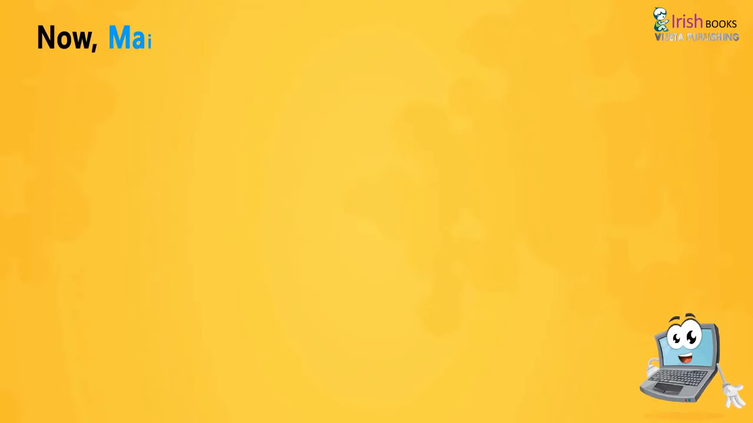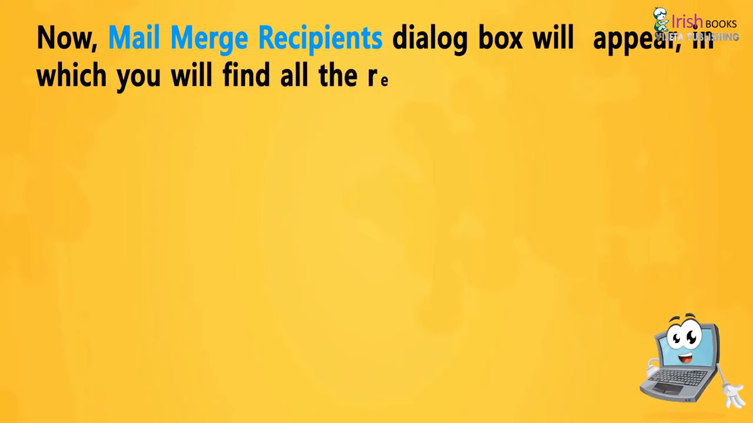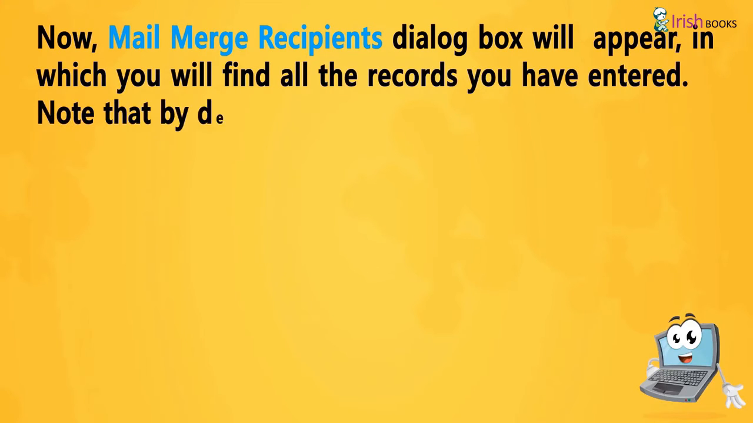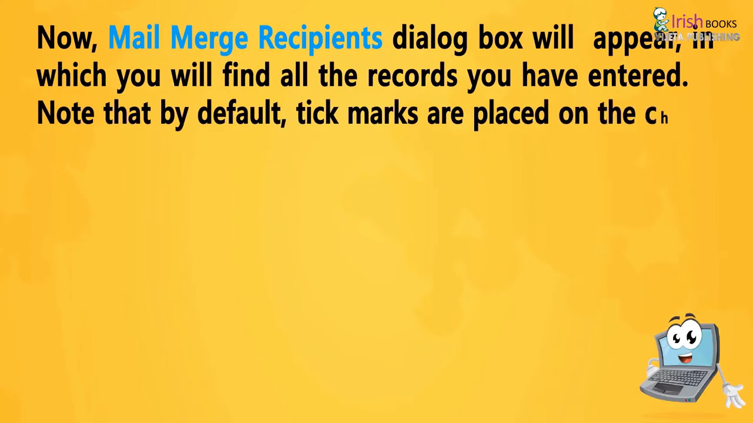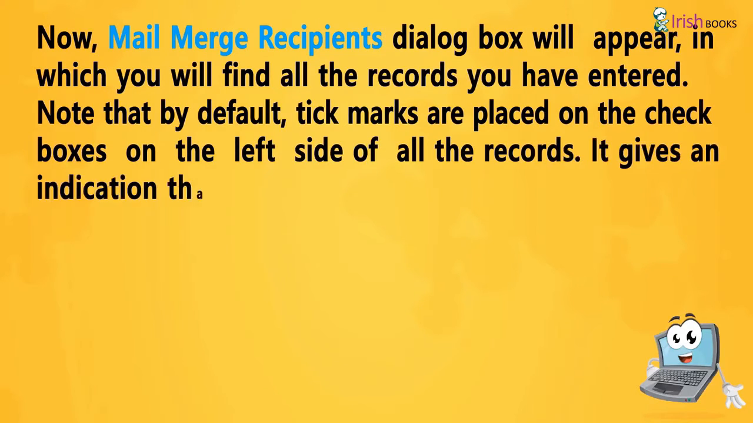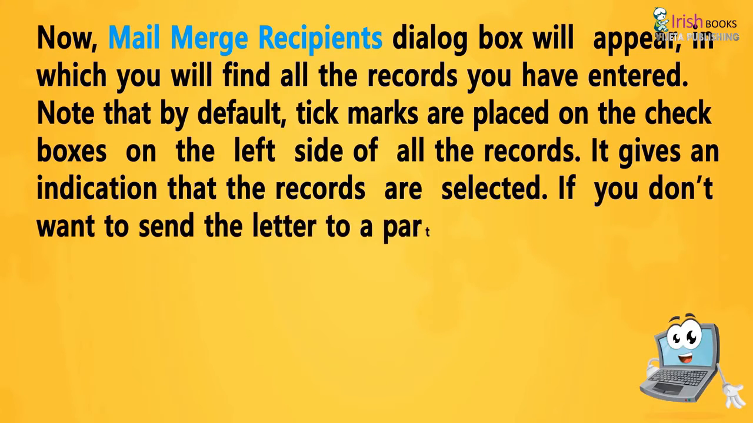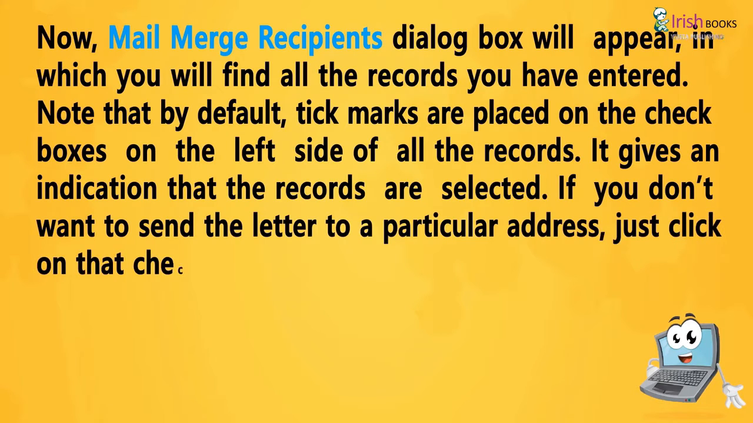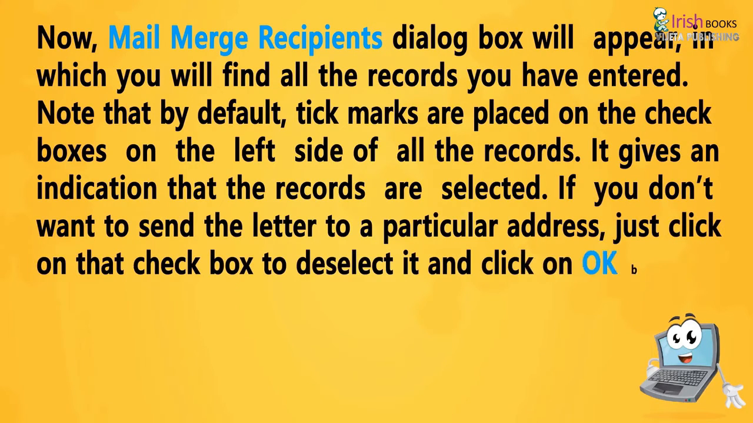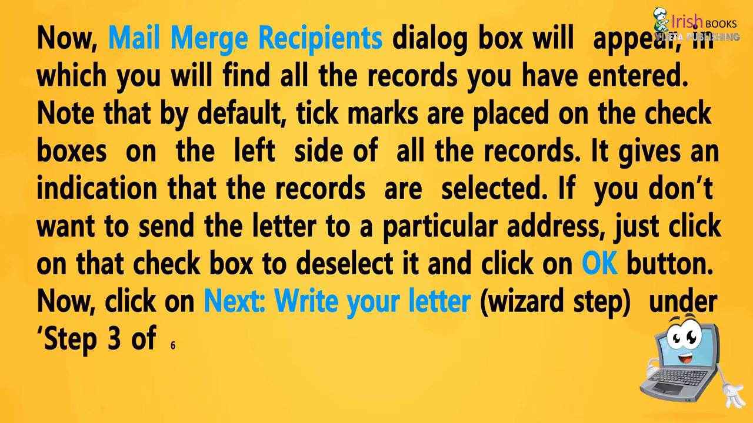Now, the Mail Merge Recipients dialog box will appear, in which you will find all the records you have entered. Note that by default, tick marks are placed on the check boxes on the left side of all the records. It gives an indication that the records are selected. If you don't want to send the letter to a particular address, just click on that checkbox to deselect it and click on the OK button. Now, click on the Next: Write your letter wizard step under Step 3 of 6 section.